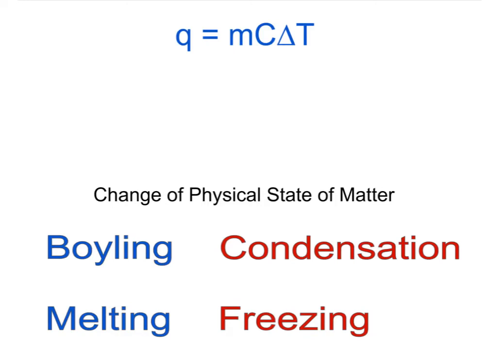Up until now, we used this formula over here to calculate the amount of heat being lost or received if the substance was warming up or cooling down. Now let's talk about heat received or lost during the change in the physical state of the matter. We know that there is no increase or decrease in temperature during that time. During boiling or condensation, melting or freezing, the temperature remains the same. So we cannot use this formula. During that period of time, there is no change in temperature.